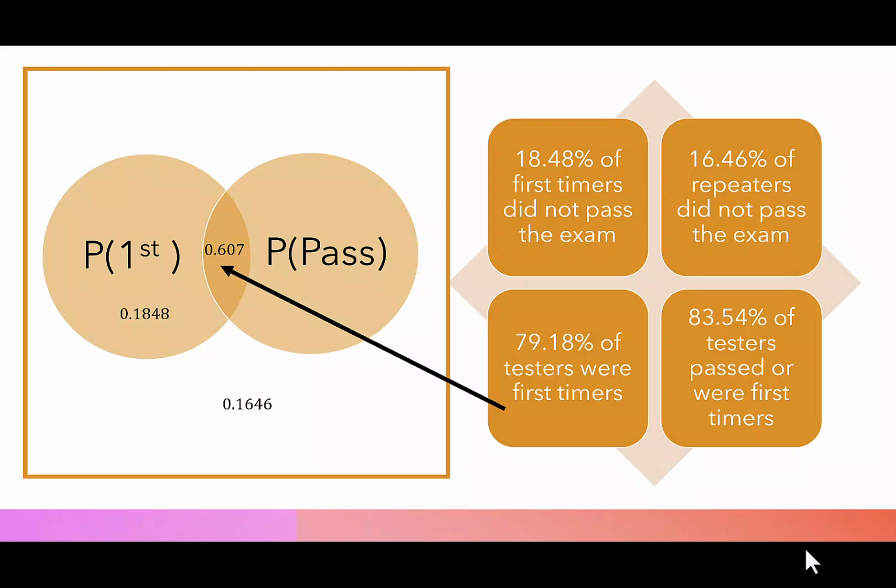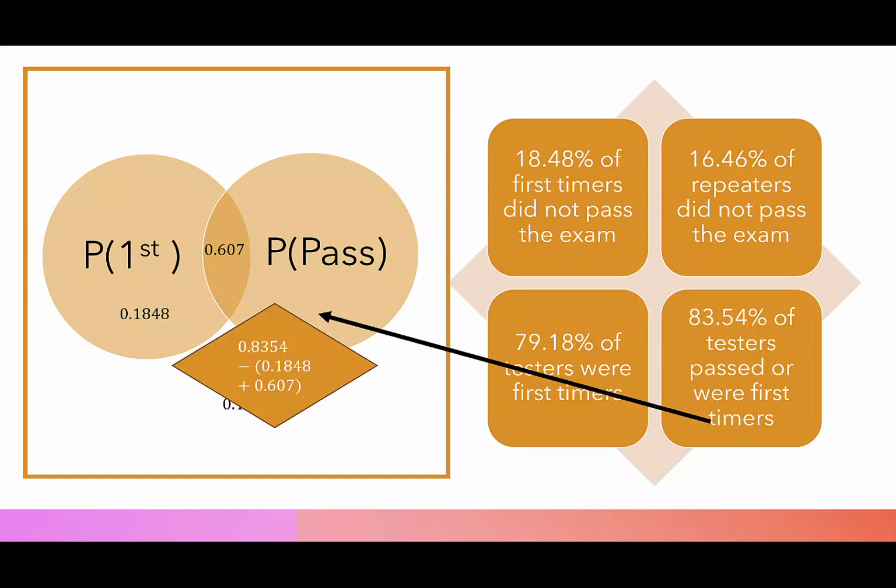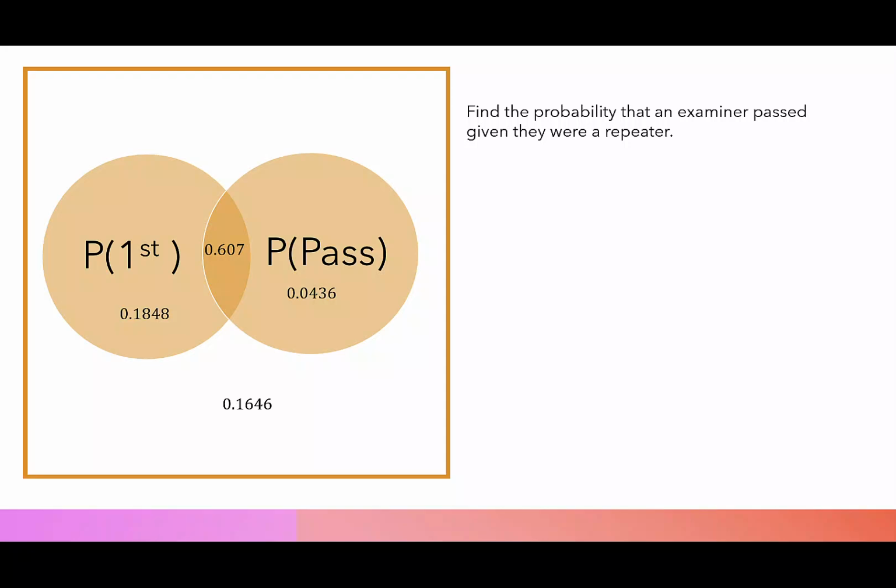So our last piece says that 83.54% of testers passed or were first-timers. So we only have this last little region right here to fill in. To get this number, we need to subtract the 0.1848 and the 0.607 that we already have in our two circles. This gives me 0.0436. Now that we have the entire Venn diagram filled out, let's answer a question.